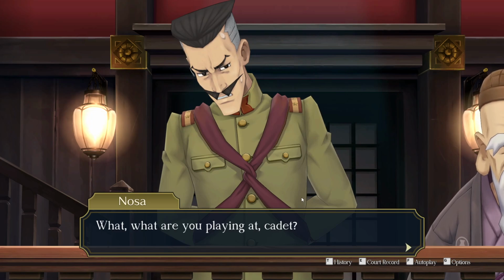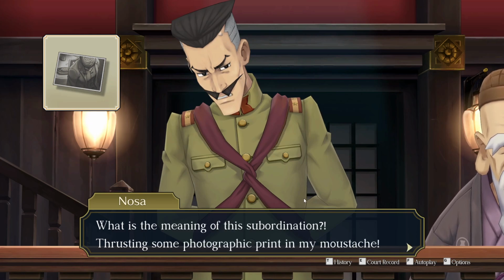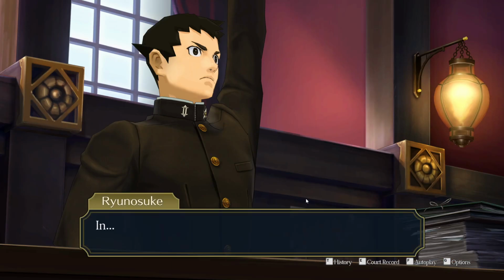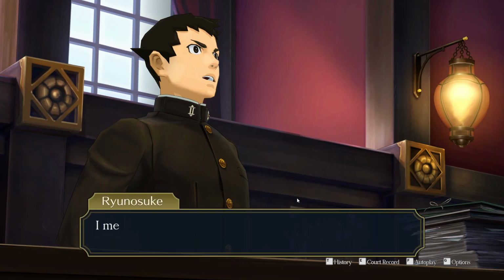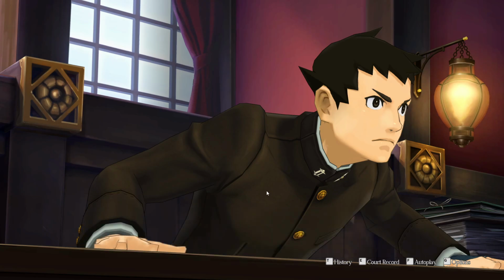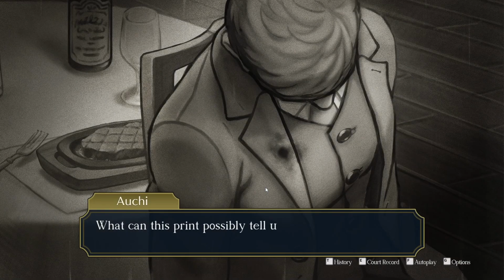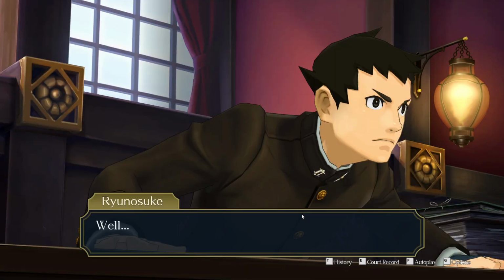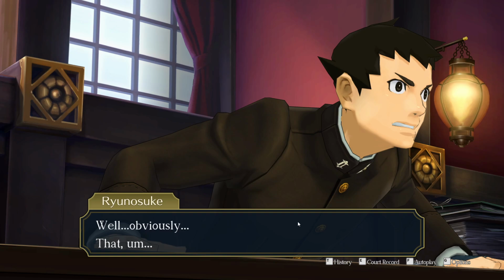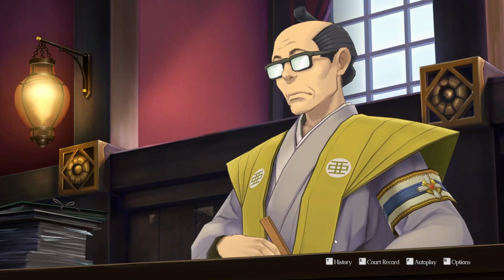What? What are you playing at, cadet? What is the meaning of this insubordination? Thrusting some photographic print in my mustache. An inconsistency, sir. Tsk, what nonsense. What can this print possibly tell us that we don't already know?